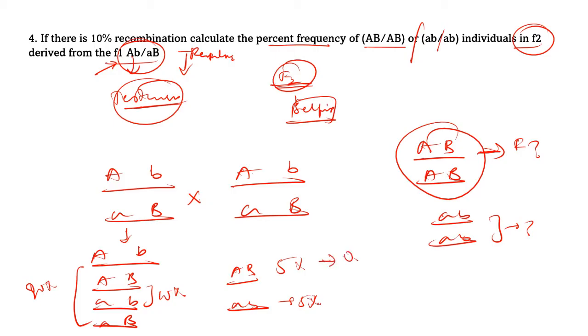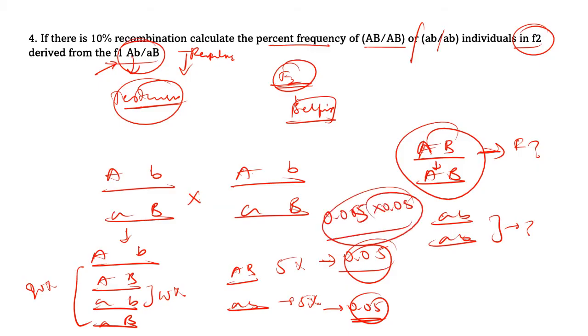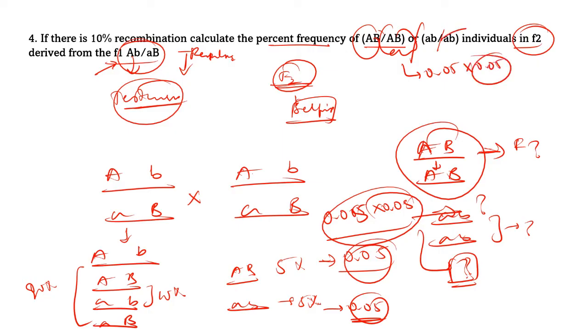If you just multiply this, this is 0.05 and this is also 0.05. They are asking for capital A, capital B with capital A, capital B, so you need to just multiply these two frequencies, 0.05 into 0.05. You will get the answer. Just comment the answer on this video, whatever answer you are getting. The same applies for this one too.